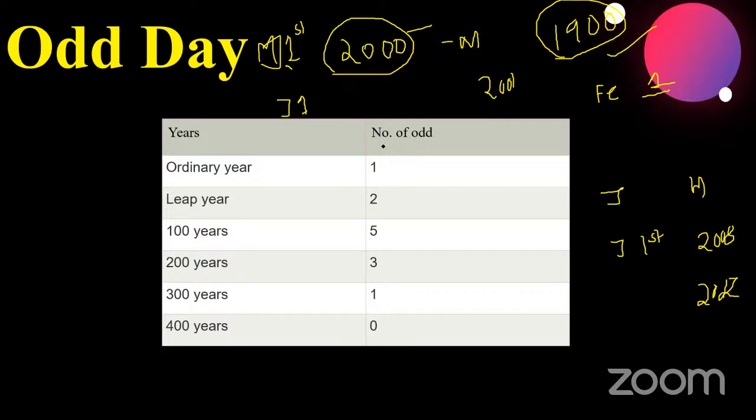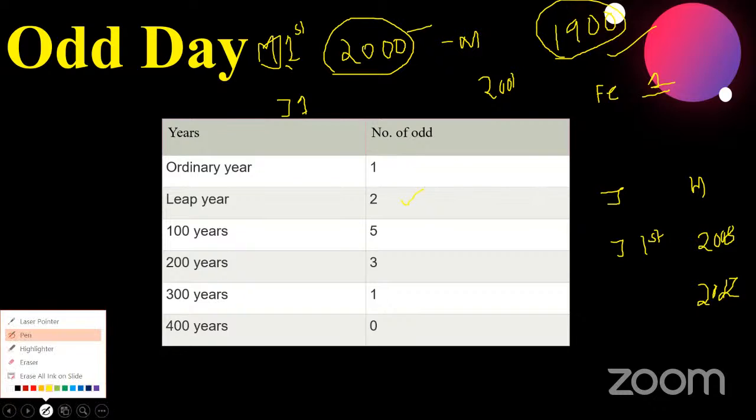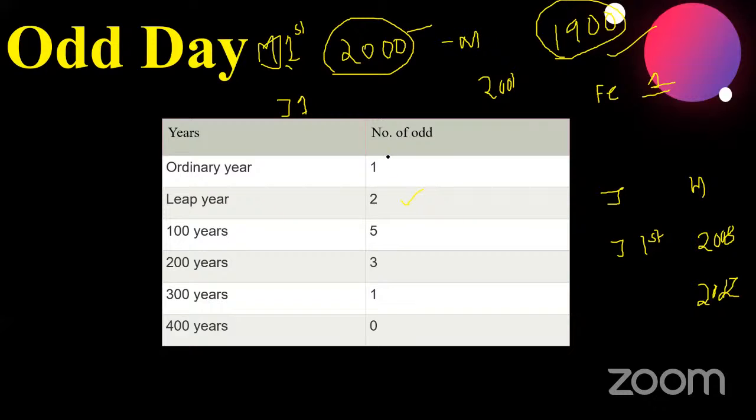Fine. So in ordinary year we have 1 odd day. Leap year we will be having 2 odd days. Okay, so take down this tabulation alone. In ordinary year we have 1 odd day. In a leap year we have 2 odd days. In 100 years we have 5 odd days. 200 years we have 3 odd days. So 300 years we have 1 odd day. 400 years we have 0 odd days.